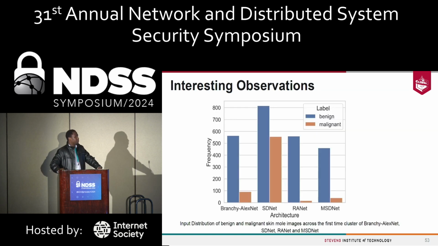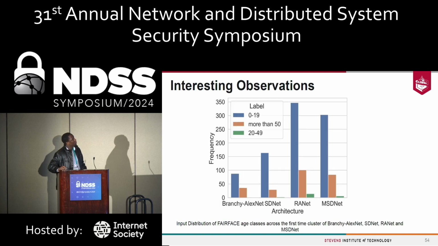Some other interesting observations that we see for our adaptive neural networks trained on the cancer data set: we see a similar agreement across their first exits, that the benign skin mole images are easier to classify at the first exit compared to the malignant skin moles. We also see similar agreement on the Fairface data set, whereby the different models agree that images or faces of users within the 0 to 19 age group are easier to classify than other age groups.